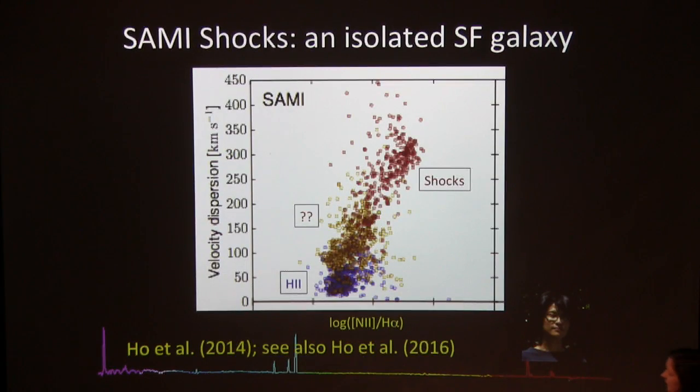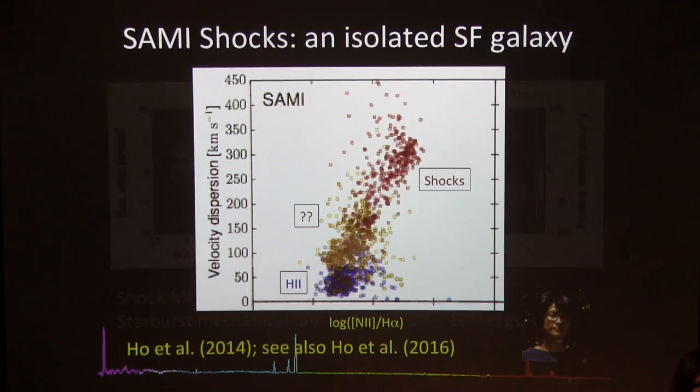And so what's nice about this is now we have a new way of diagnosing shocks. You can plot velocity dispersion versus a line ratio, N II to H alpha. If there's a correlation, you can't get this from beam smearing. This is a clear indication of shocks. And so the shocks lie up here at the high velocity dispersions, around 200, 300 kilometers per second, and then the H II region.